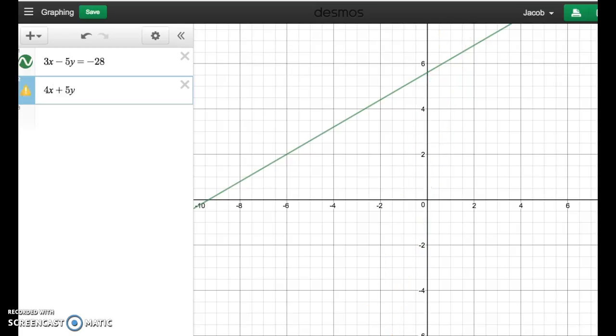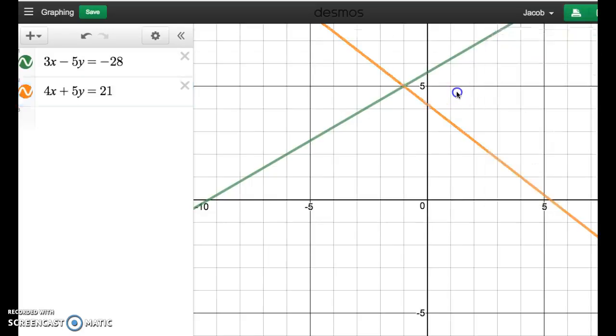And if I put in my second line, notice that Desmos also color codes it for me, so I can see exactly where it is. And then if I want to focus on where's the intersection of those two lines, I can just see, and Desmos highlights the intersections for me and the intercepts, both x and y intercept. So I have an answer of negative 1, 5.